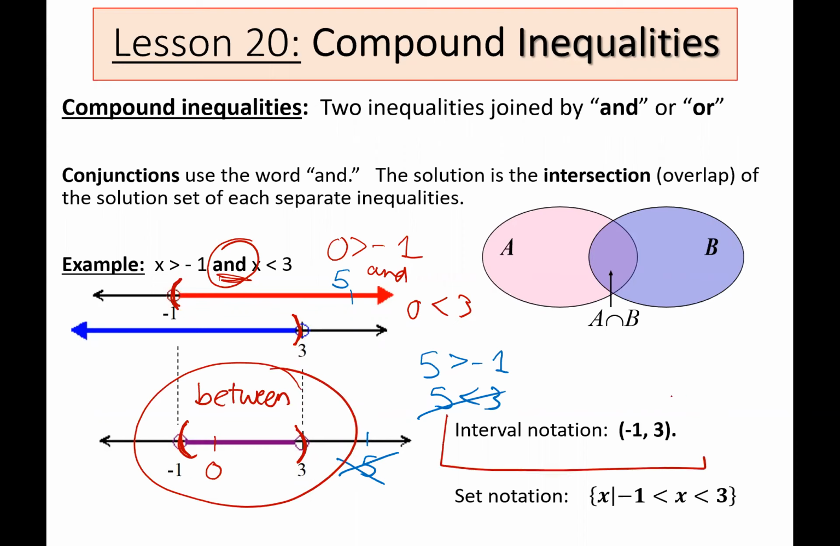So here's how we would write the answer. Parenthesis -1, 3. That is our answer in interval notation. Set notation looks a little more complicated. Here's how I would say it: the set of all x such that -1 is less than x and x is less than 3. But what it really looks like is -1 is less than x, which is less than 3. It also looks like x being in the middle, or in between, there's that word again, between -1 and 3.